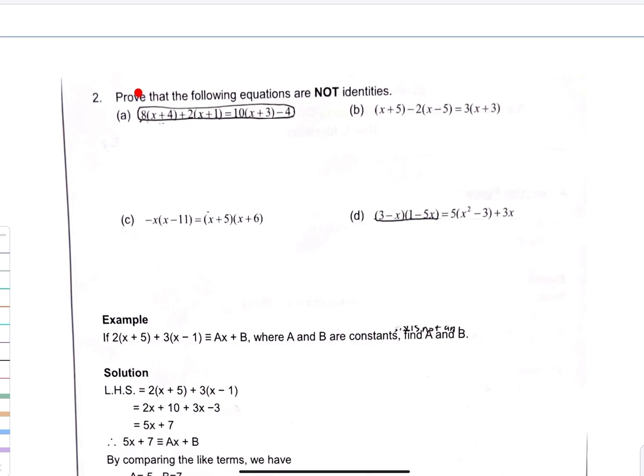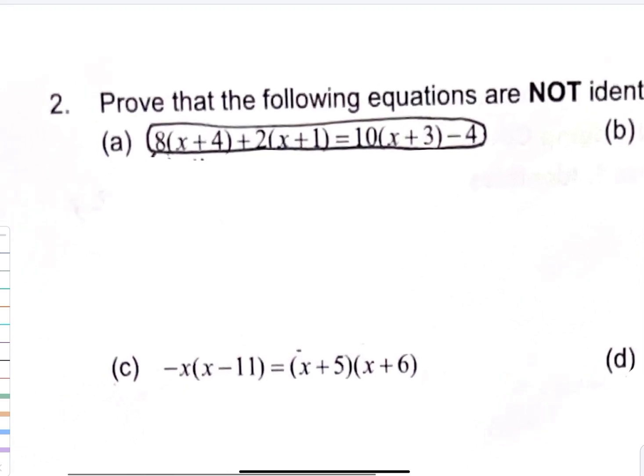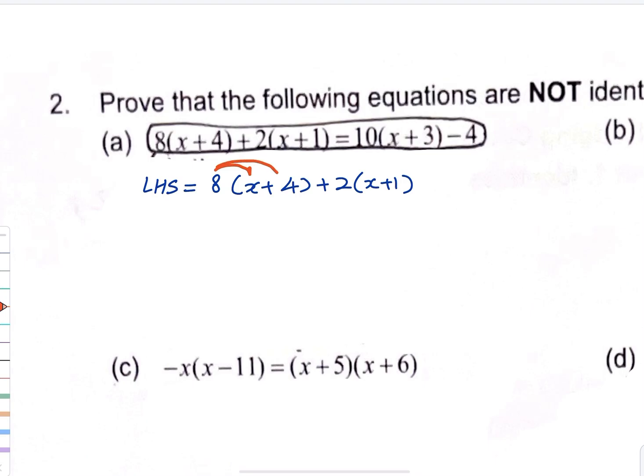For example, this one you have to prove that they are not identities. That means your left hand side cannot be equal to right hand side. Easy? So let's try. Again, you have to expand everything. Check your left hand side and also your right hand side. And in the end, you have to make sure that they are not the same. Open up the bracket first.